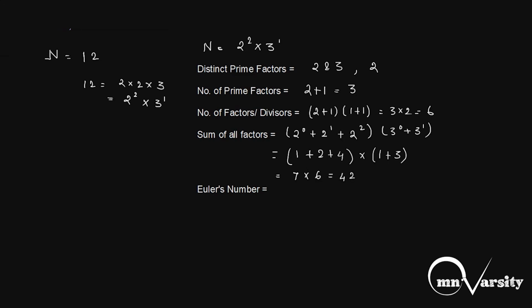Now for Euler's number, N is 12 into (1 minus 1 by 2) into (1 minus 1 by 3). When we solve this, we are going to get 4.